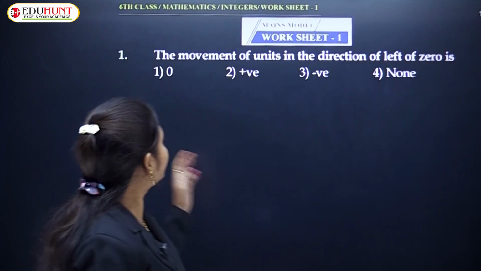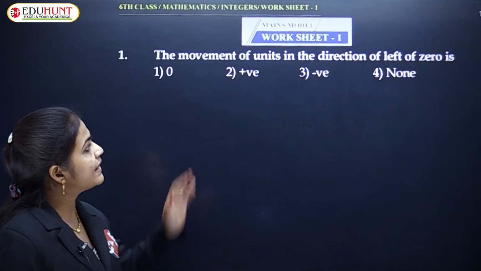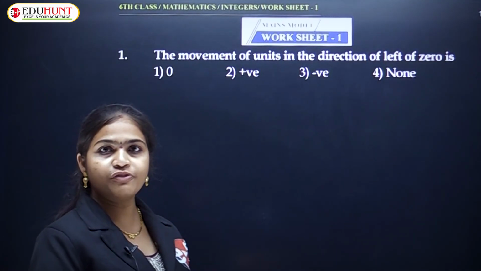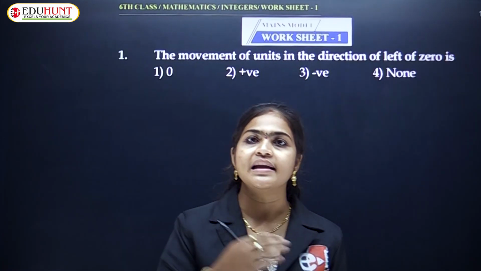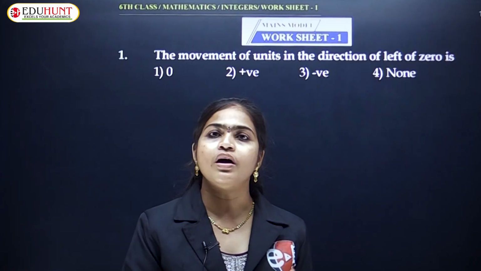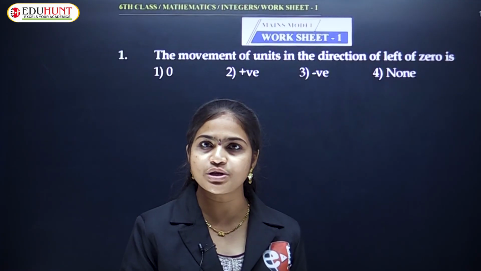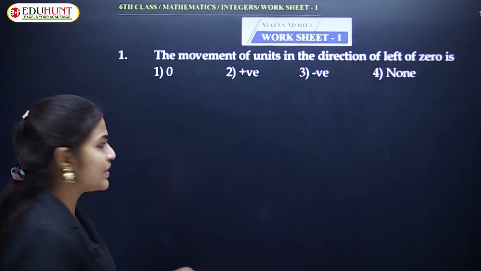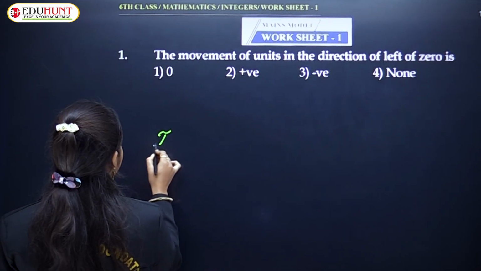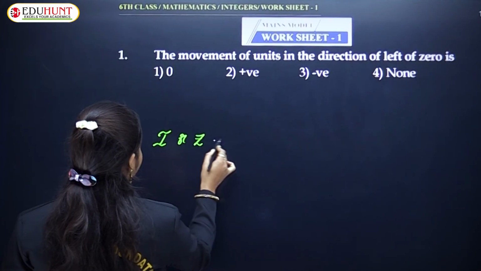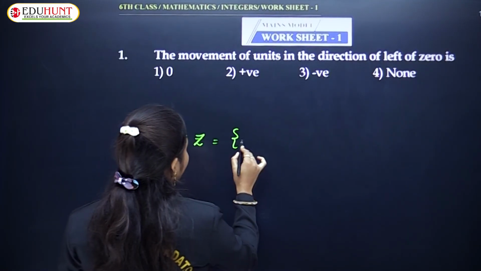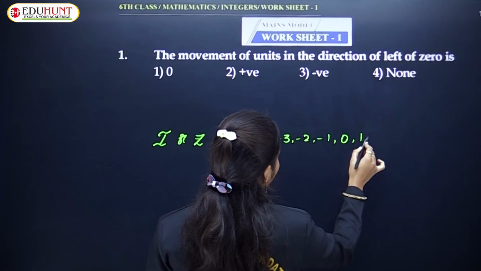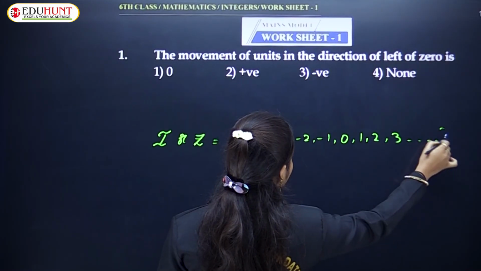The movement of units in the direction of left of 0. Children, we know what integers means: the set of positive integers and negative integers, including 0, that is, the positive natural numbers or the negative natural numbers including 0. That set is called integers. Yes or no? The integer set is represented by I or Z. In this set we have ..., -3, -2, -1, 0, 1, 2, 3, and so on.